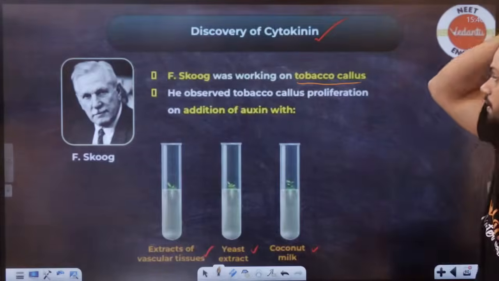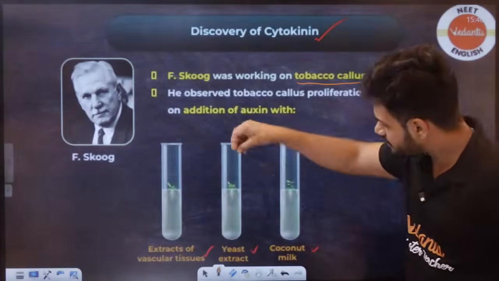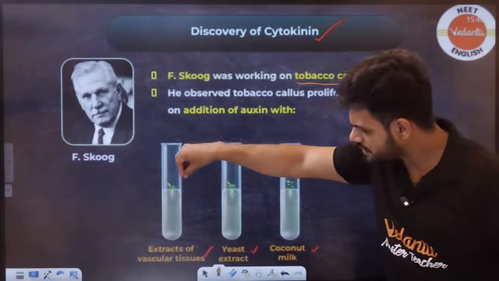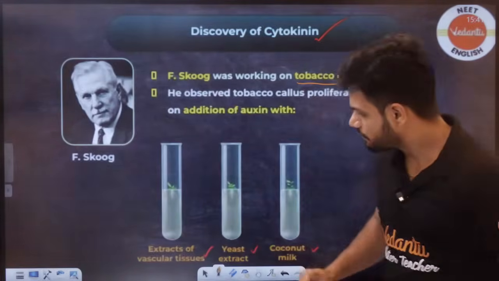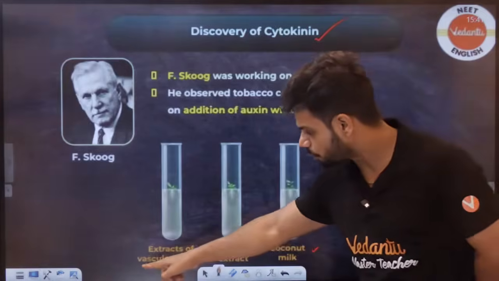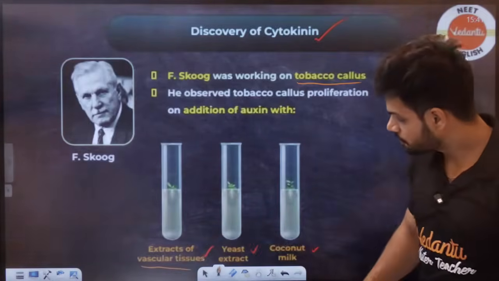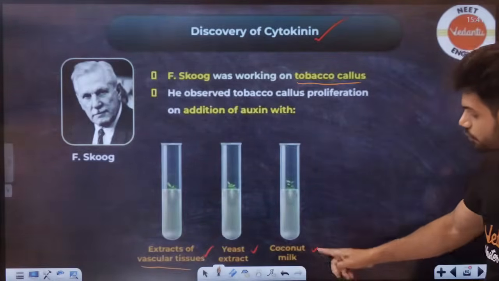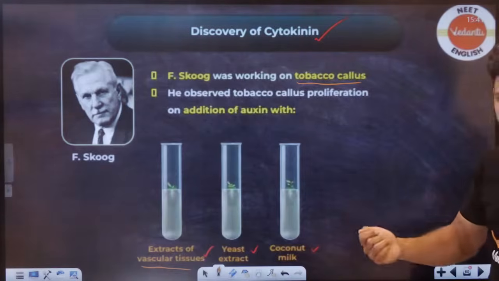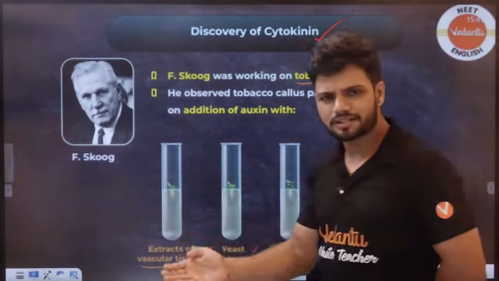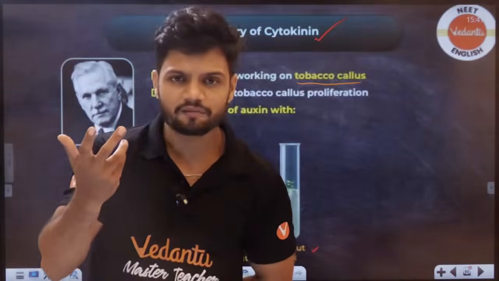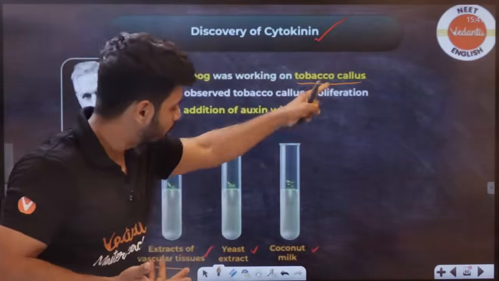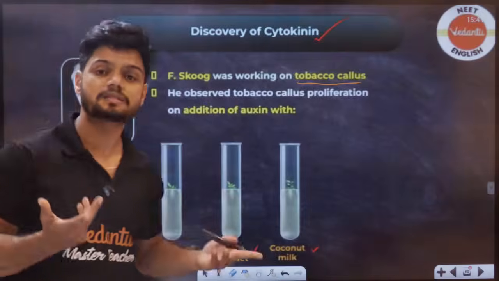Okay, now students, here we add the callus, and Skoog noticed that when you add extract of vascular tissue, yeast, coconut water or coconut milk, when you add all of these, the plant was able to grow very well. We noticed that the callus was able to convert to a plant very fast.